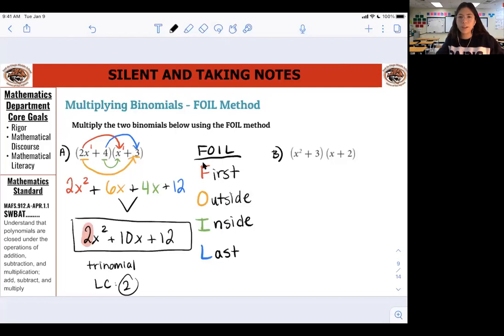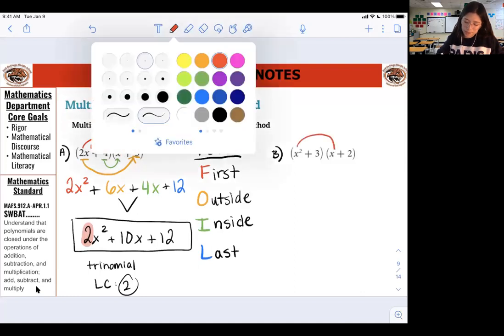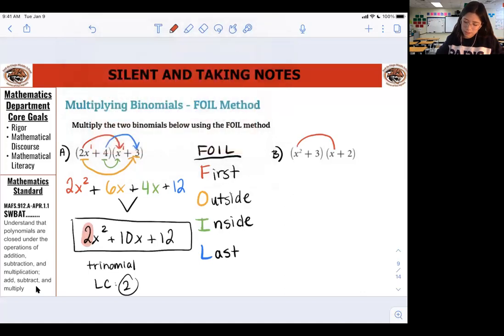Okay, 30 more seconds. Okay, I'm seeing the answers coming in, so let's go ahead and go through it. First, and I'm going to go through this one a little bit more quickly. The first, x squared times x. Add the exponents. x cubed. There you go, x cubed.